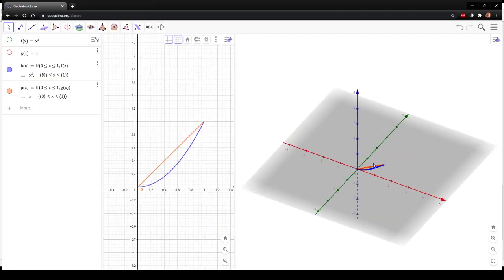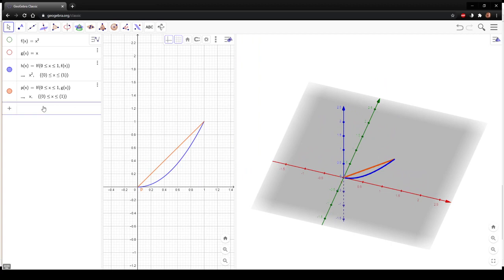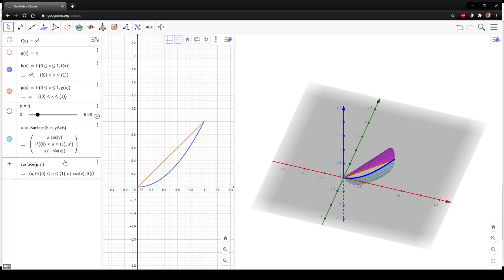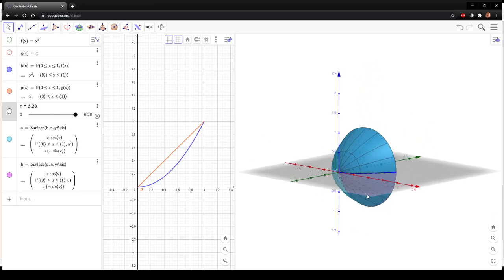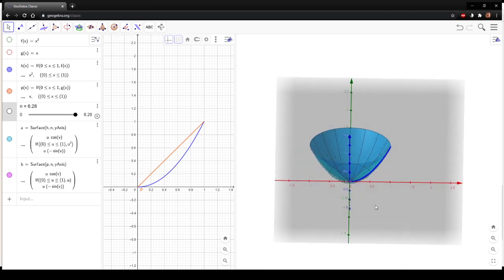Now we have to rotate it about the y-axis. No, we didn't do this example exactly in the last section, but we have seen this region before. So let's get our angle slider ready. Surface, so H and P. So we get this sort of bowl shape.